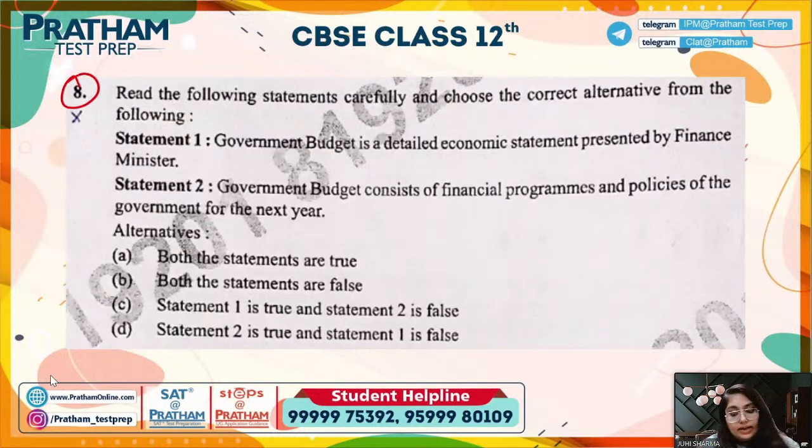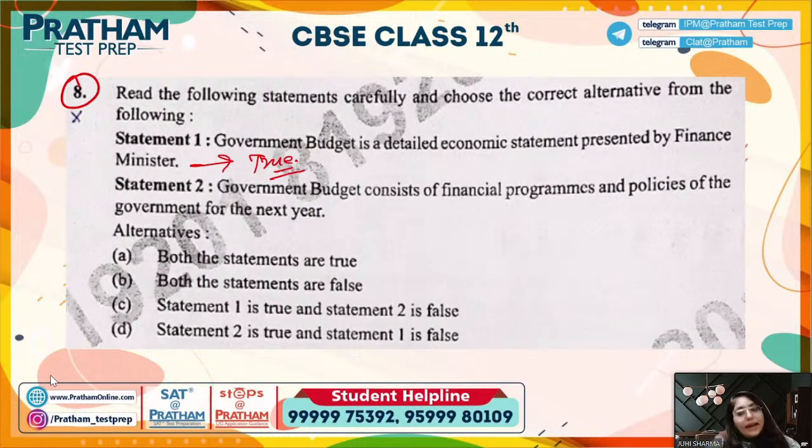बहुत ही easy आपको लग रहे हैं, देख कर ही आपको पता चल जाएगा कि correct क्या है, and you need to choose the right alternative. Statement 1 says that the government budget is a detailed economic statement presented by the finance minister. Now this statement 1 is absolutely true, that the finance minister presents the economic budget, the government budget, which is actually a detailed economic statement.